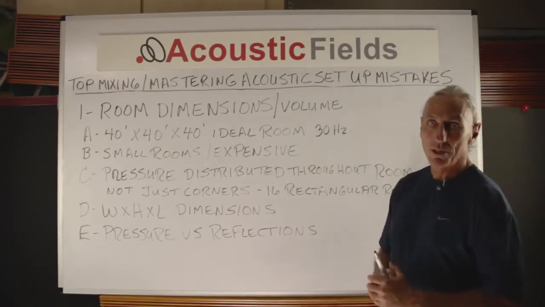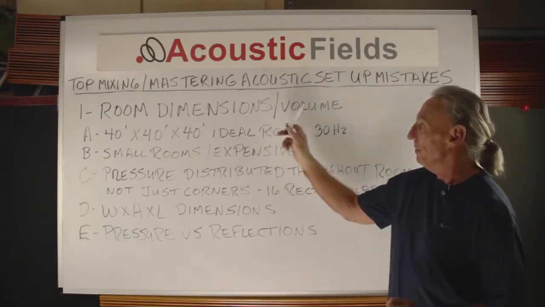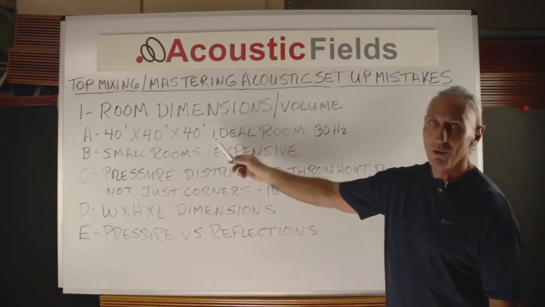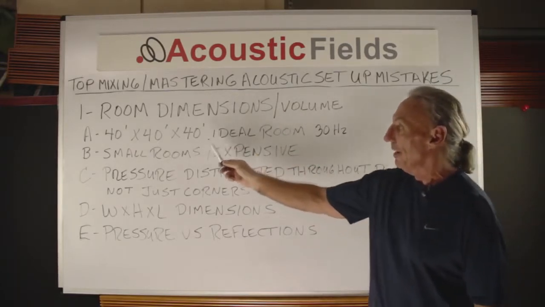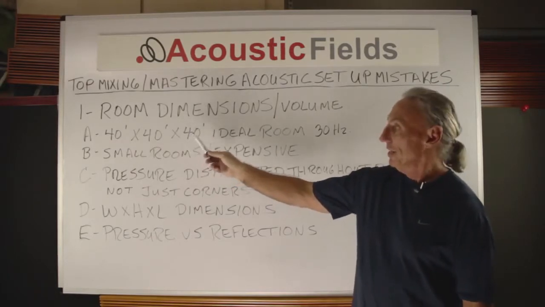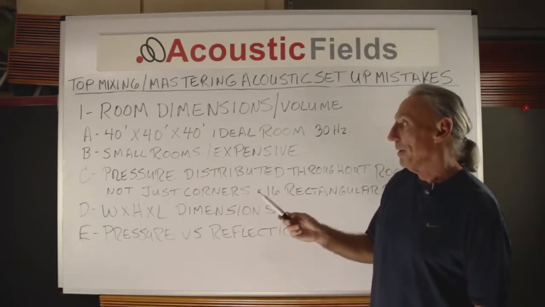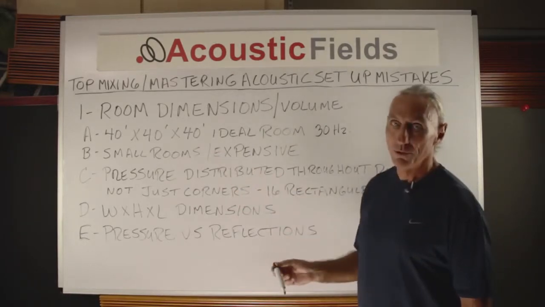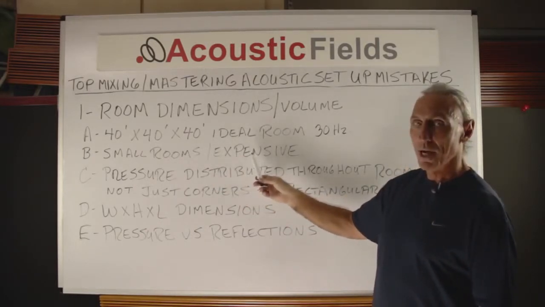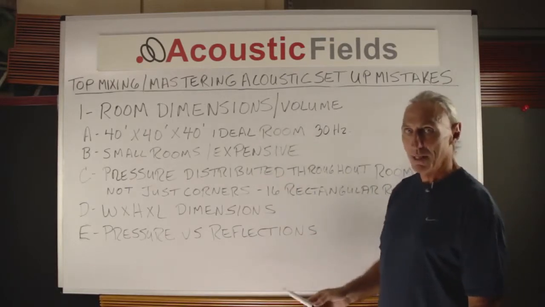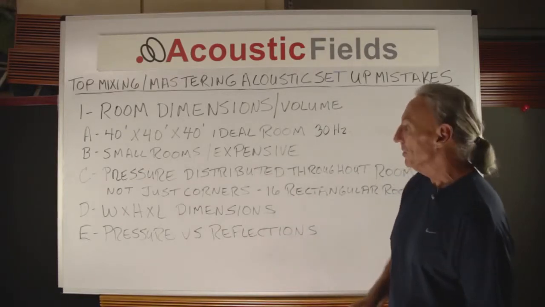So let's look at room dimensions and volume, because that's the first thing we need to work with. We need to have the proper dimensions and the proper volume. We know from our laws of physics that a 30 hertz wave is about 37 foot long, and if we're going to have that 37 foot wave fit, we need at least 40 feet in length, width, and height if it was an ideal situation. Well, who's so fortunate to have a room of those dimensions? None of us. So we're always in small rooms, and we're always compromising, and that's a little bit expensive. And we know that real estate's expensive, so we have to get some kind of balance between those two issues.